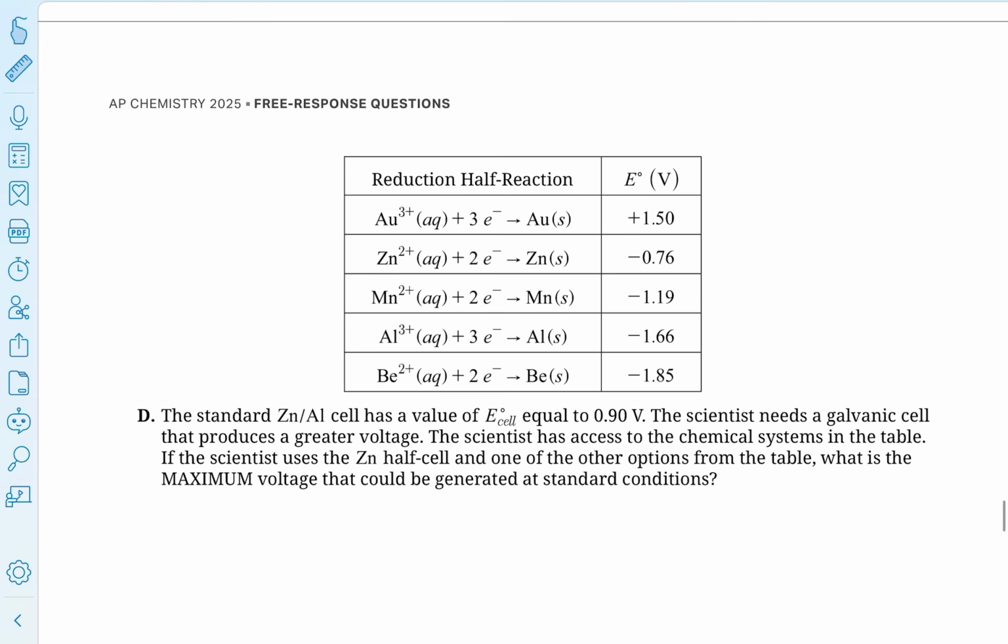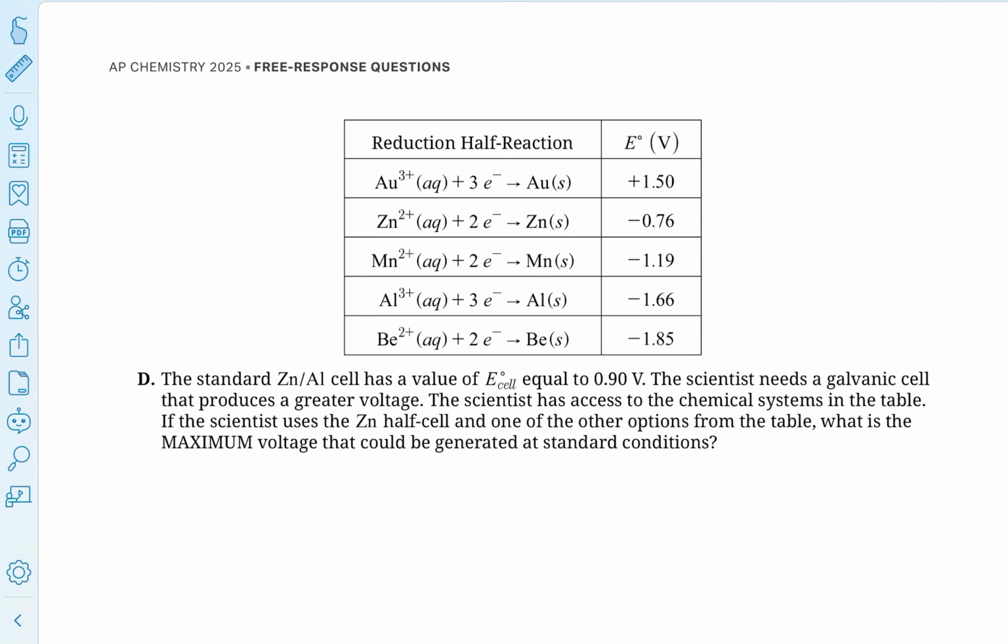Okay, final question in part 6 is I'm shown a bunch of standard reduction potentials. So these are the voltages that are either required or produced when these ions are acting as reduced species, so when they're gaining electrons. So I can see that gold is a spontaneous reduction, and then all of these other ions, they are negative, so these are non-spontaneous reductions, so they prefer to be oxidized.